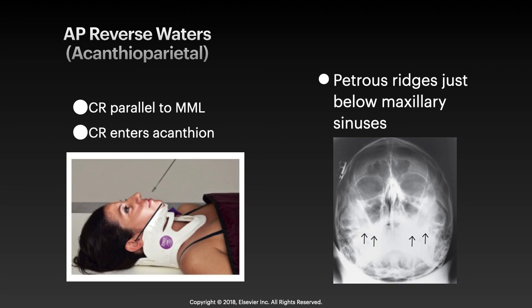AP reverse Waters, the acanthoparietal. CR is parallel to the MML, and it enters at the acanthion. Image evaluation, petrous ridges just below the maxillary sinuses.